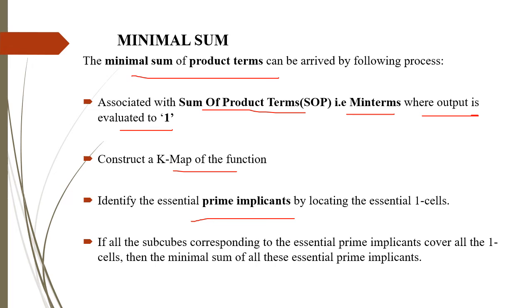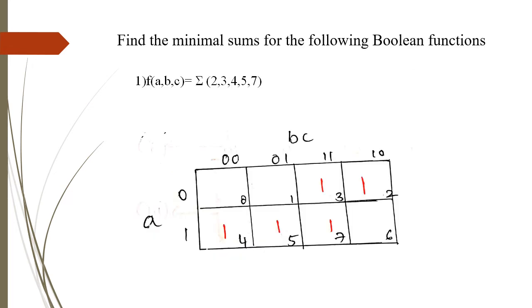Okay, so if all the subcubes corresponding to the essential prime implicants cover all the 1 cells, then the minimal sum of all these essential prime implicants can be obtained. Okay, so the next question is regarding minimal sum. We have already seen what a minimal sum is, so next we'll see how to find the minimal sum for the following Boolean expression.